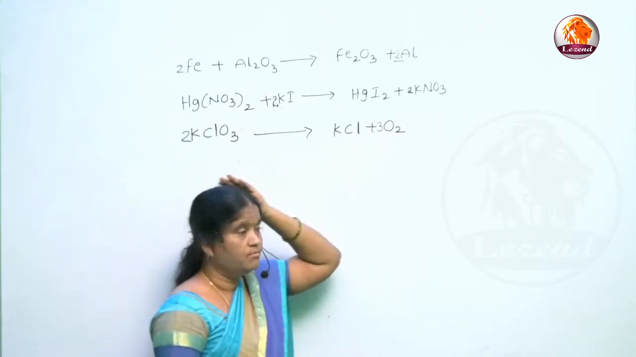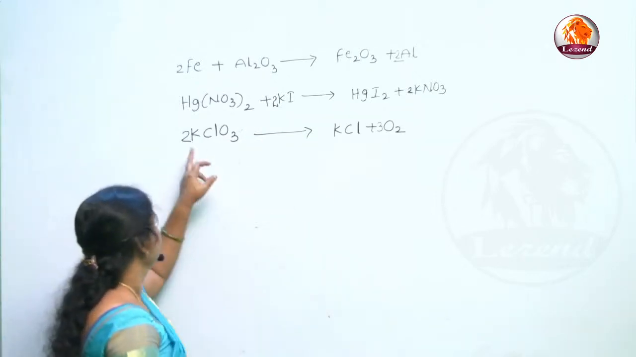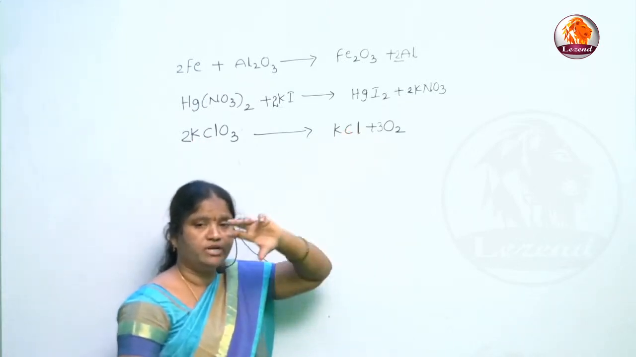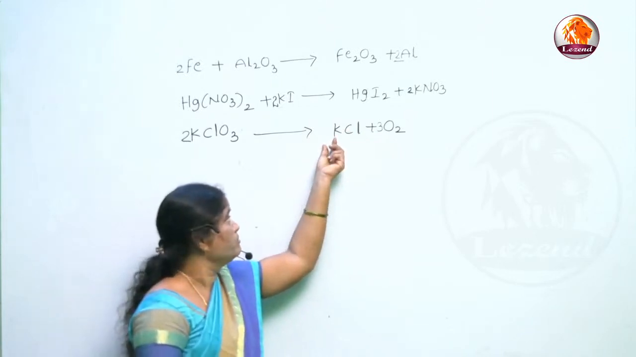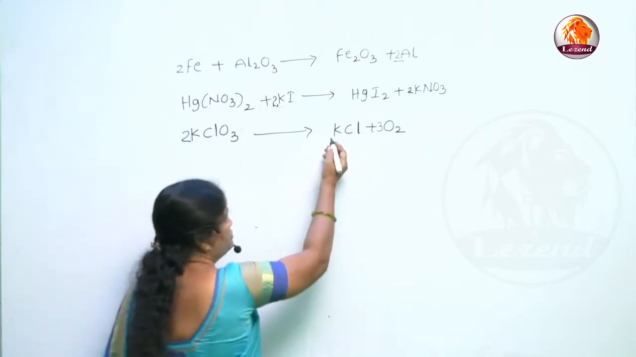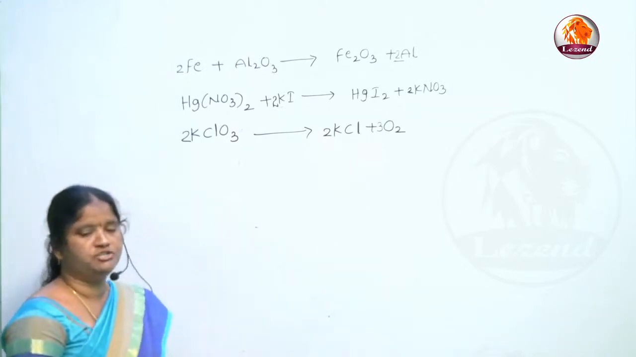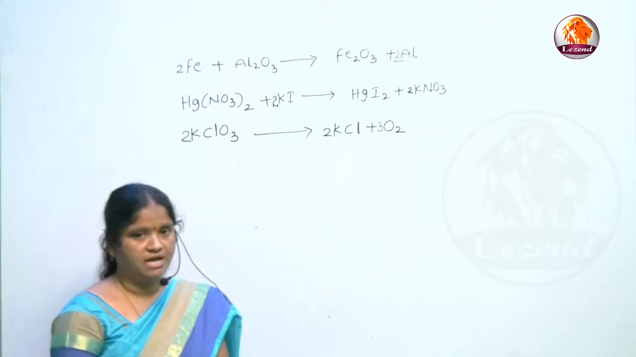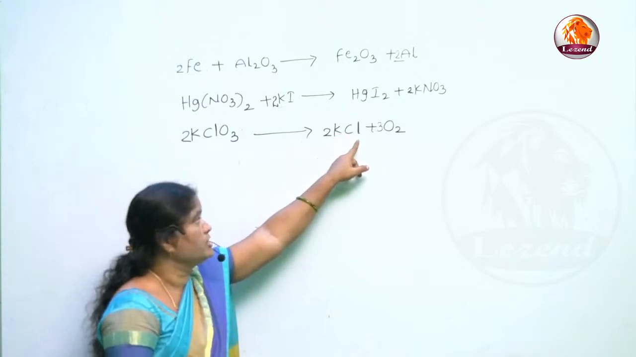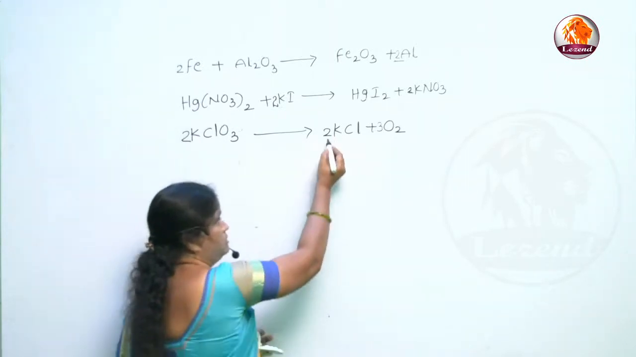Oxygen atoms are balanced, but again we need to check the remaining atoms of the elements involved on both sides. On the left we now have 2 potassium atoms and 2 chlorine atoms. But on the right side we have only potassium chloride, 1 molecule of the compound, 1 atom of potassium, 1 atom of chlorine. So to balance potassium and chlorine atoms, I write the numerical number 2 before potassium chloride. Now the potassium atoms and chlorine atoms are also balanced on both sides: 2 potassium atoms and 2 chlorine atoms on each side.